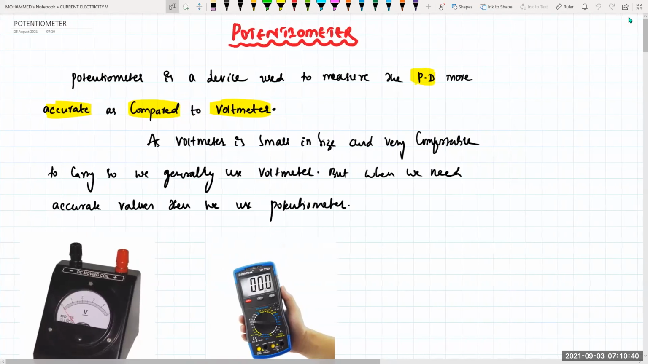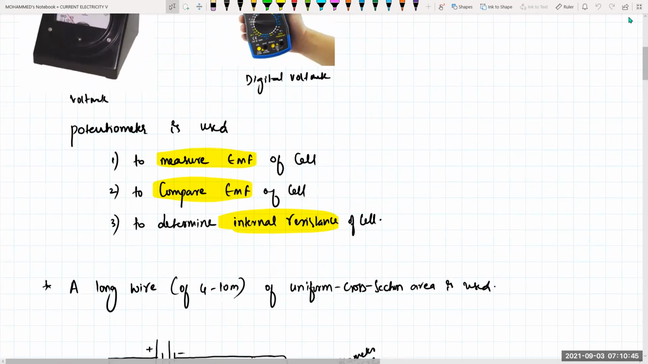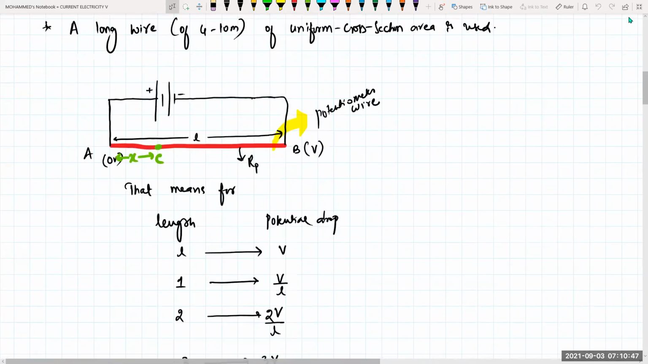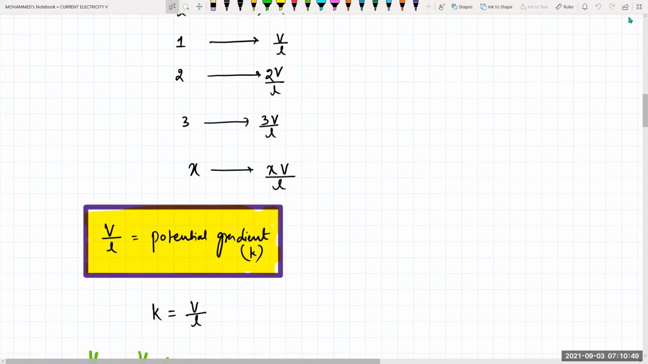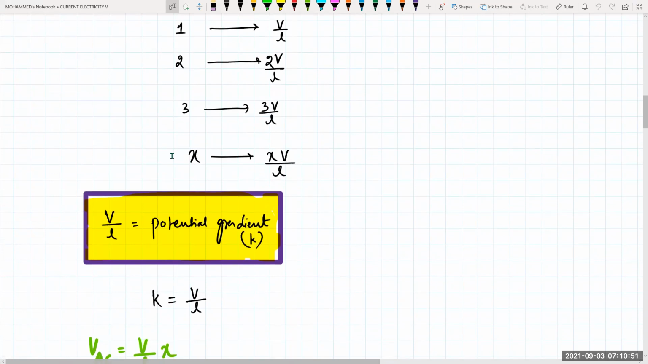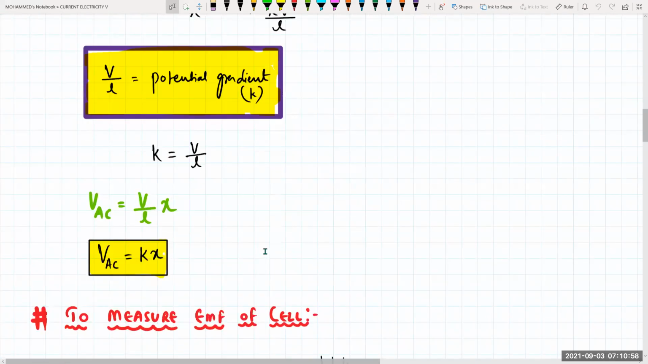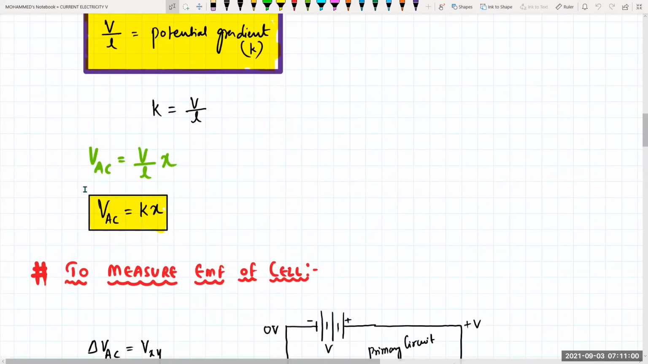So in the last session of your class, we completed the first topic, that is, measuring the EMF of cells. How do you measure the EMF of cells? By potential gradient. We defined a new term there called potential gradient. Potential per unit length is known as potential gradient, represented by the letter K. K is equal to V by L. If I need the potential across any length, that will be equal to potential gradient into the length. That will give me the potential across it.